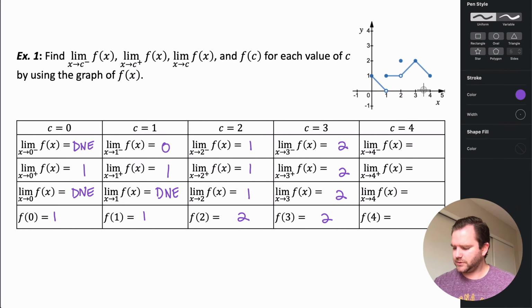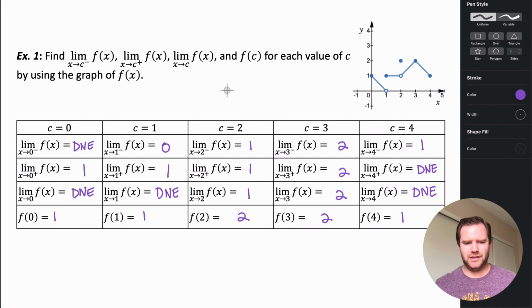What about at 4? As I approach 4 from the left, my graph is getting closer and closer to 1. Since I don't see my graph to the right, we assume it does not exist there. So the limit as I approach from the right doesn't exist because the graph doesn't exist there. Since these two are not the same, that means our limit does not exist. And the value of my function at 4 is 1, so we have a closed point there at 1.